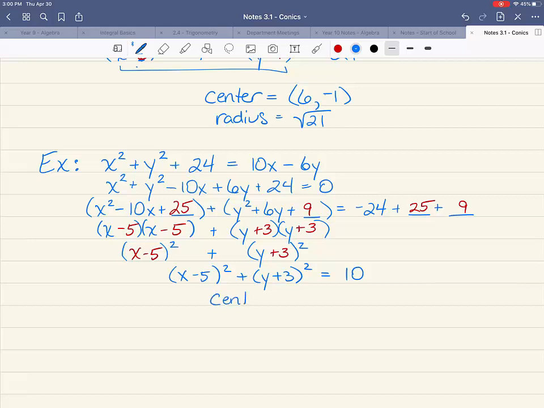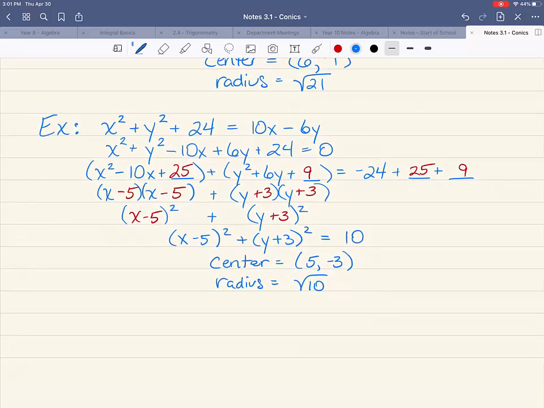What is the center? What is the radius? Take a second, see if you can figure it out. The center is 5, negative 3, and the radius is the square root of 10. All right, that is the end of this lesson.